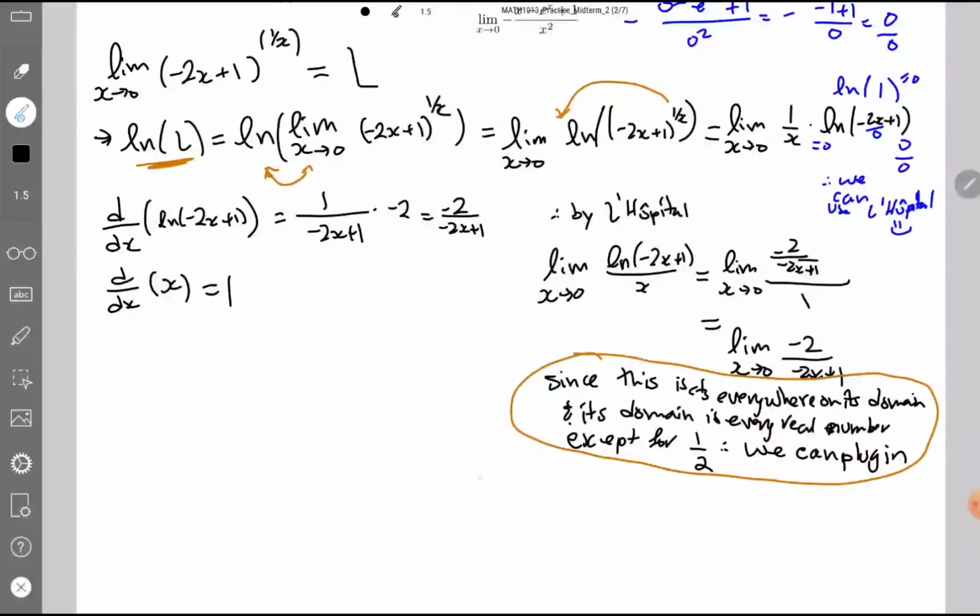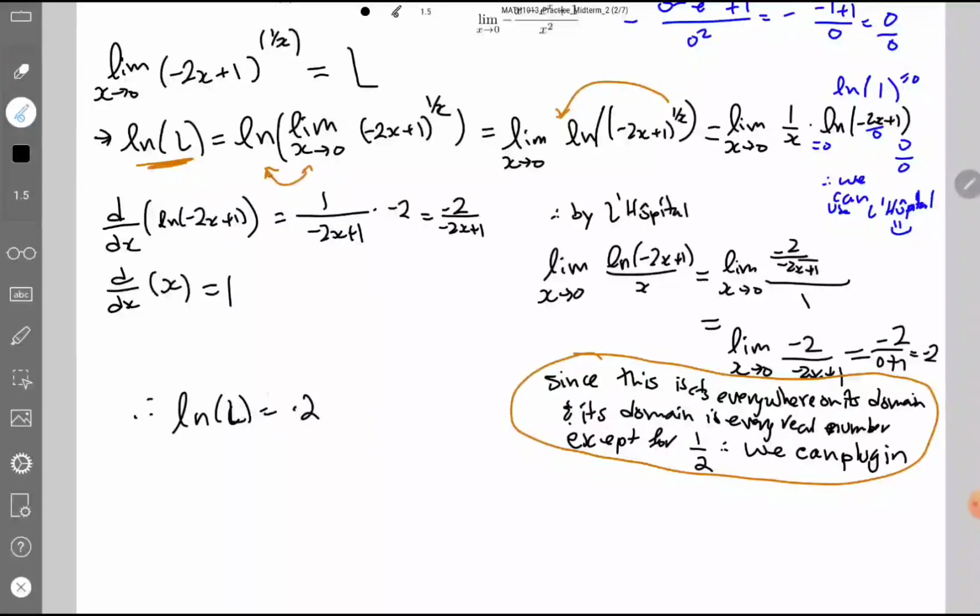And so we can plug in, which means this is equal to minus 2 over 0 plus 1. So we get minus 2. So what is minus 2 actually? We have, therefore, the natural log of L is equal to minus 2.